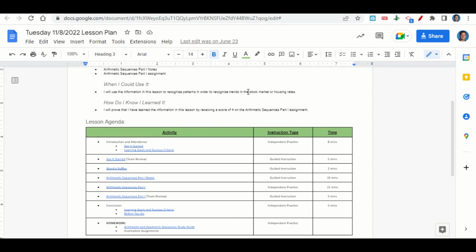Now let's take a look at our agenda for today. We will begin by going over the learning goals and success criteria. While we do that, you'll fill out your Get It Started. Once you've completed your Get It Started, we'll go over it together and answer any questions that you may have. Next, we'll do our weekly raffle. After that, we'll go over the Arithmetic Sequences Part I notes, and then I'll give you time to complete the Arithmetic Sequences Part I assignment. Once you've completed your assignment, we'll go over it together and answer any questions that you may have. At the end of class, we'll go back over our learning goals and success criteria while you fill out your Before You Go. Your only homework for tonight is to continue working on the Arithmetic and Geometric Sequences study guide and any incomplete assignments that you may have.